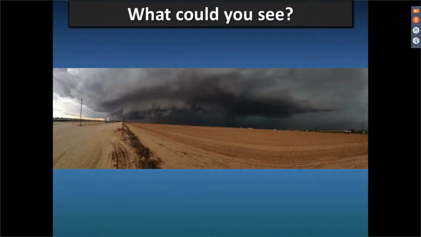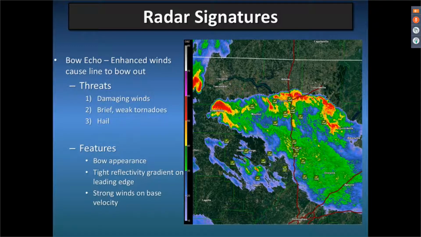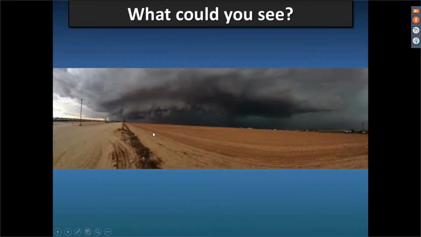And if you were out spotting, let me go back to the screen here. Let's say you were in Athens, Alabama, so right about here on the screen, and you were looking south at this line of storms coming towards you, this might be what you see. You'd see this wedge-shaped, pretty ominous looking cloud coming towards you. And that's the shelf cloud on the leading edge of that line of storms.